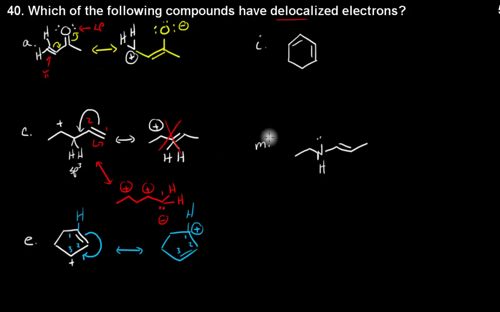Okay, so sub-question I, you can potentially draw out delocalized electrons for this molecule because you have 2 pi bonds adjacent to each other.